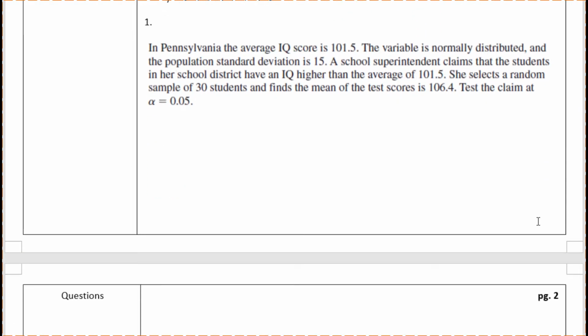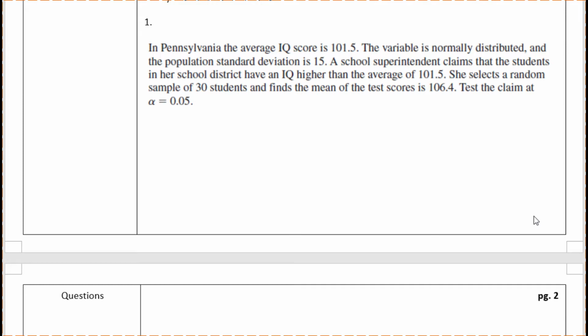Alright, so let's take a look at the process. In Pennsylvania, the average IQ score is 101.5. The variable is normally distributed, and the population standard deviation is 15. The school superintendent claims that the students in her school district have an IQ higher than the average of 101.5. She selects a random sample of 30 students and finds that the mean of the test scores is 106.4. Test the claim at alpha equals 0.05.